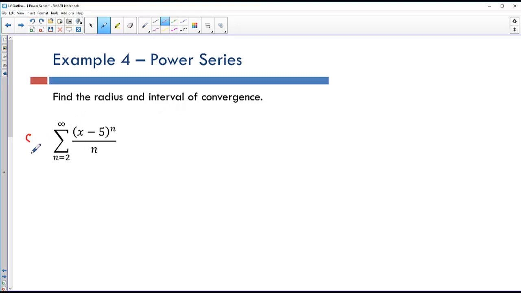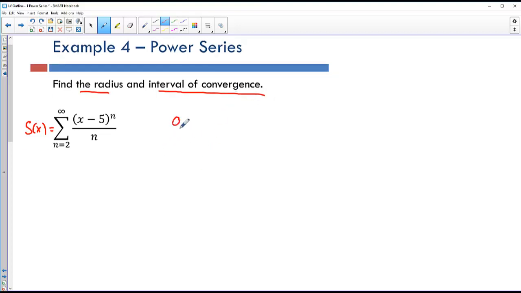Now what happens if I just give you a power series, S of x, centered at 5, and we want to find the radius of convergence and the interval of convergence all in one fell swoop? This is a little bit easier to do when you do it all together.